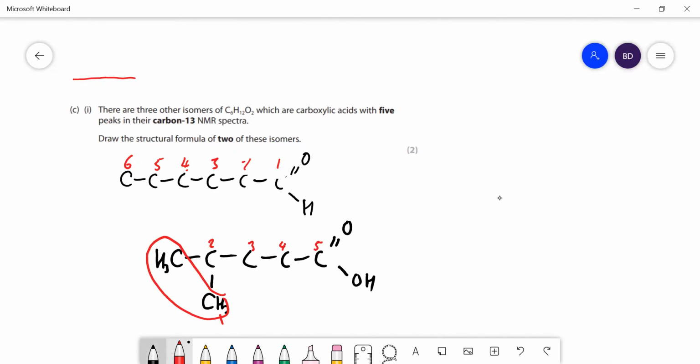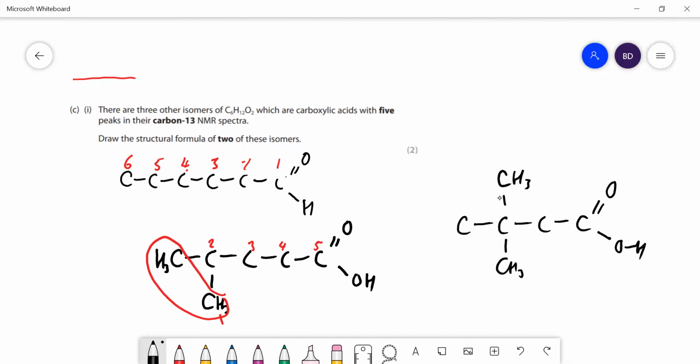Right, I think you could also, let's see what happens if we put in a methyl there and a methyl there. So we've got 6, that's the carboxylic acid. How many peaks would that give us? Well, it would give us 1, 2, 3, 4, and then these 2 are going to be the same. That would also give us 5. And then you can probably see the third one.